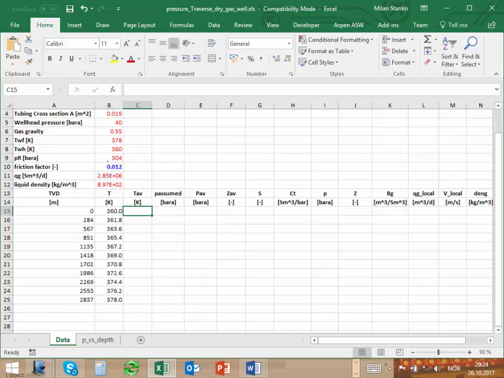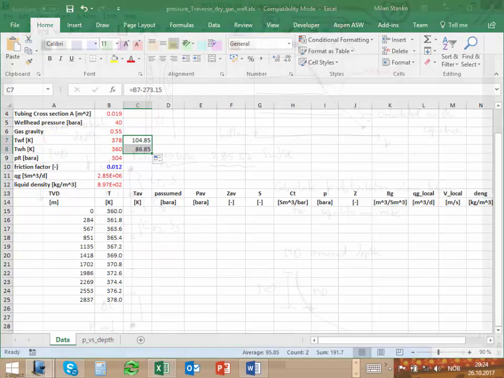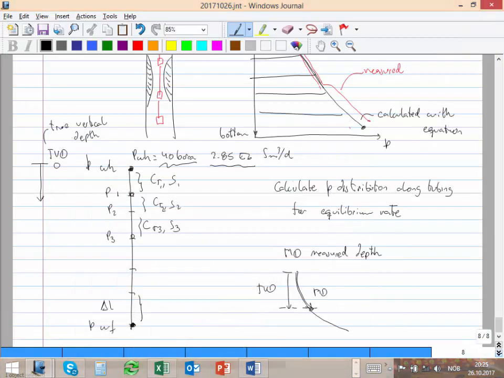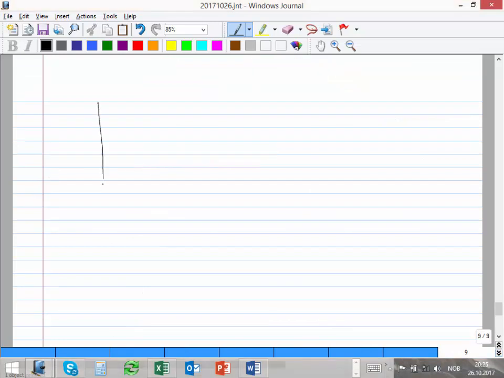For the temperature, we have two temperatures, 378 K. Let's see how much is that in Celsius, minus 273.15, so from 80.5 to 89... okay? So at the bottom hole we have 105 °C, and up here we have 89, right? But what happens in between?